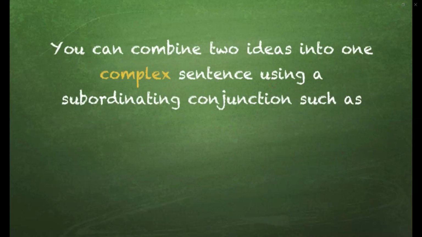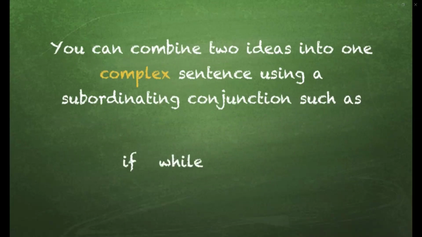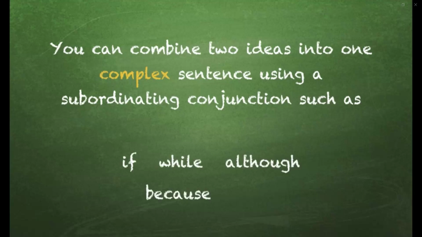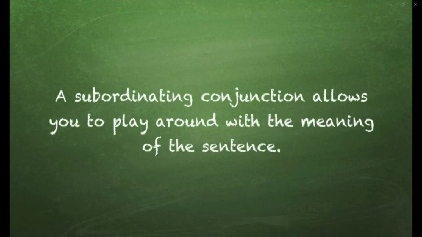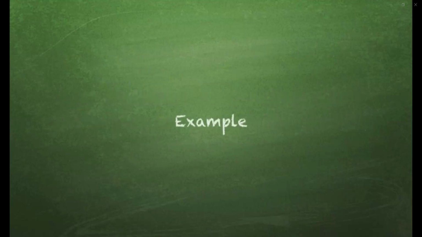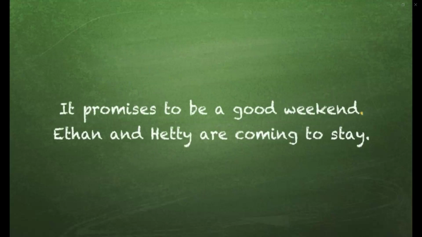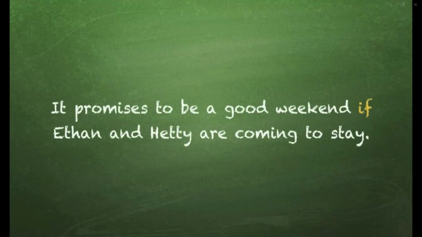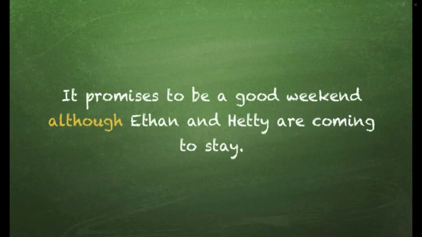Alternatively, you can combine 2 ideas into one complex sentence using a subordinating conjunction, such as if, while, although, because, and since. A subordinating conjunction allows you to play around with the meaning of the sentence. For example, it promises to be a good weekend if Ethan and Hetty are coming to stay. It promises to be a good weekend, although Ethan and Hetty are coming to stay.